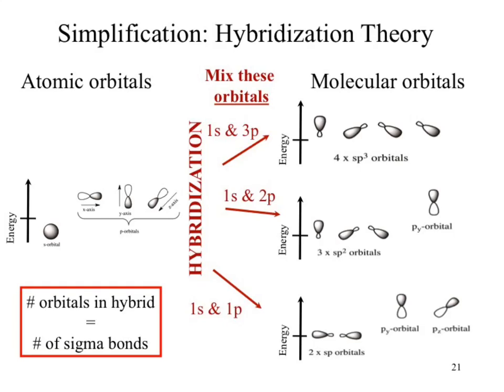So the number of orbitals in your hybrid structure will equal the number of sigma bonds, because those are the ones that are going to involve direct overlap of orbitals. Okay, so that can be helpful. The number of orbitals in your hybrid have to equal the number of sigma bonds in your structure.